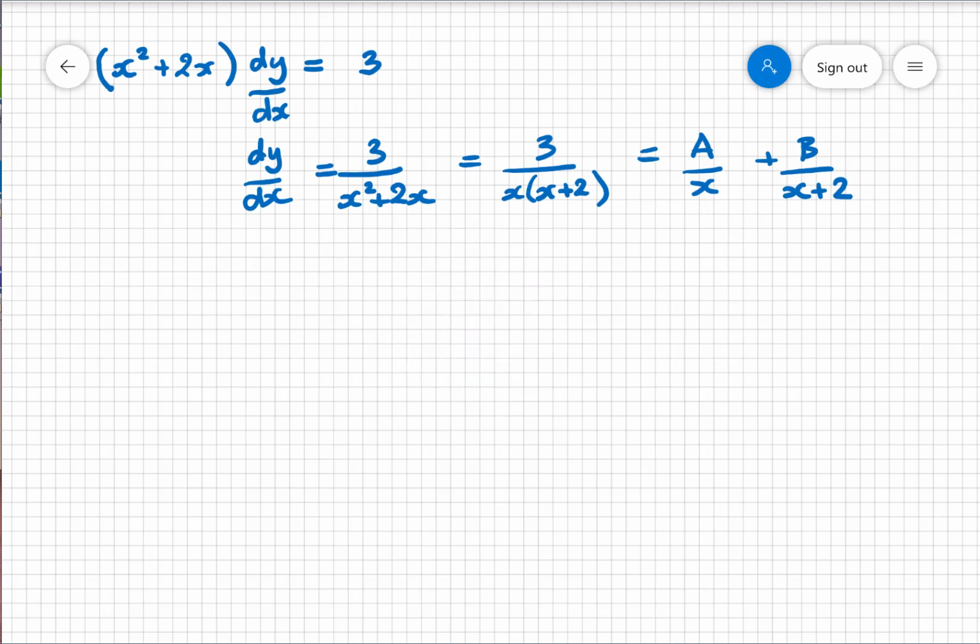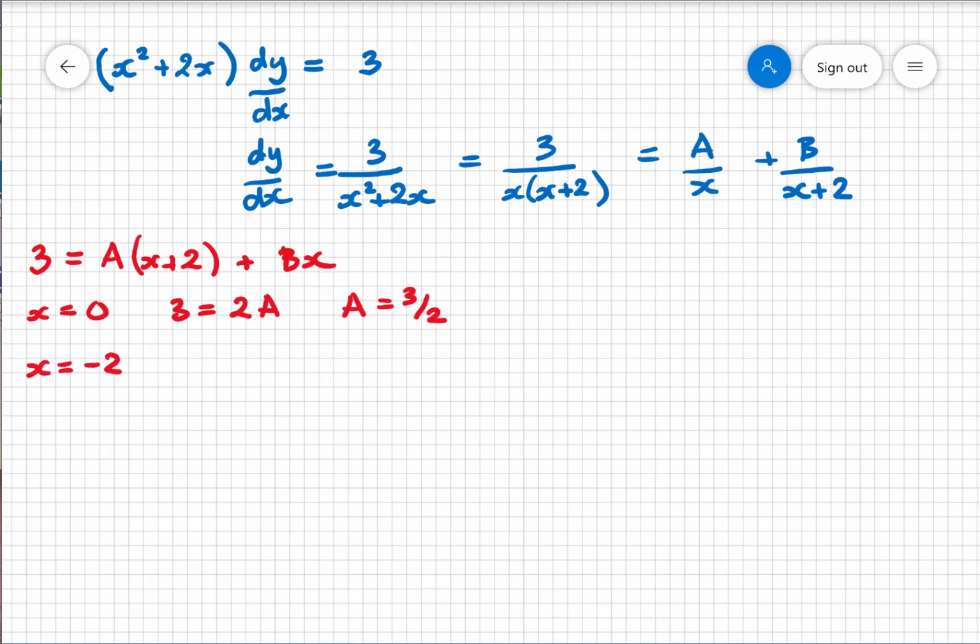You may have come up with something like this. 3 equals a brackets x plus 2 plus bx. And then if x is equal to 0, 3 is equal to 2a, so a is 3 over 2. When x is equal to minus 2, the bracket x plus 2 becomes 0, so 3 is equal to minus 2b, and b is equal to minus 3 over 2.